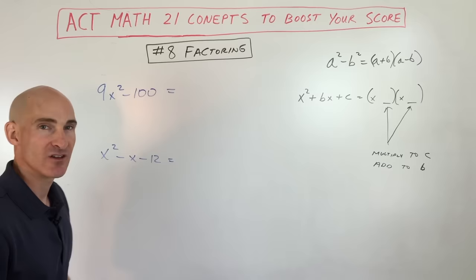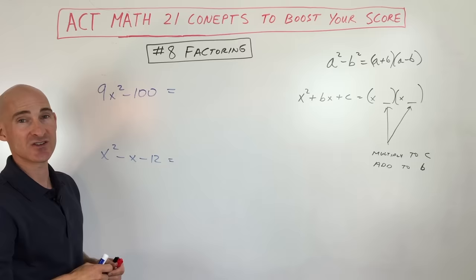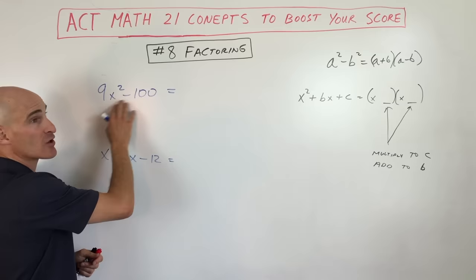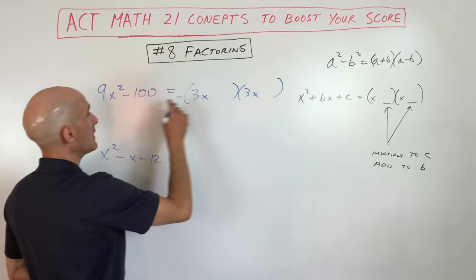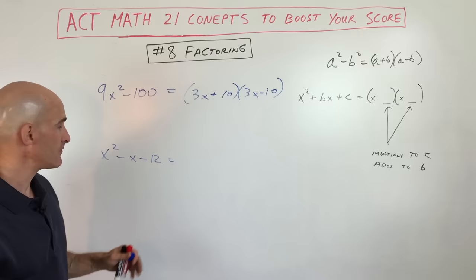So 9x squared minus 100. One thing that jumps out at me right away when I see this is that there's only two terms. So that means it's a binomial. And I notice that there's a minus sign in between, so it's a difference. And then the other thing that jumps out at me is that these are two perfect squares. 9x squared is really 3x times itself, right? And 100 is really a perfect square because it's 10 times 10. And all we have to do is make one of these plus, one of these minus, and we factored it. That's a difference of two squares pattern.